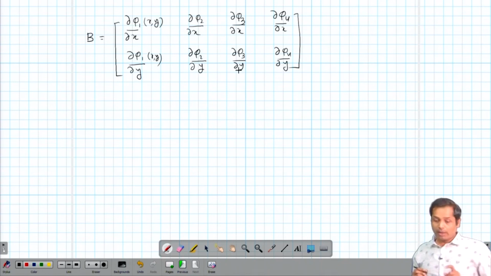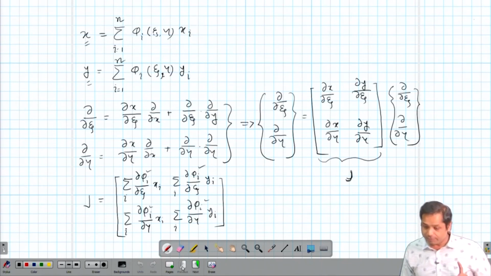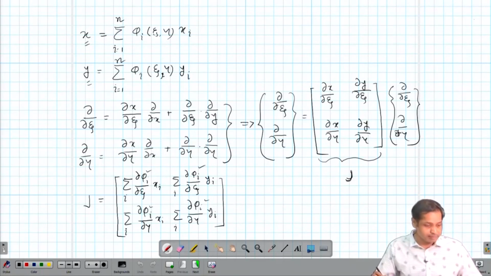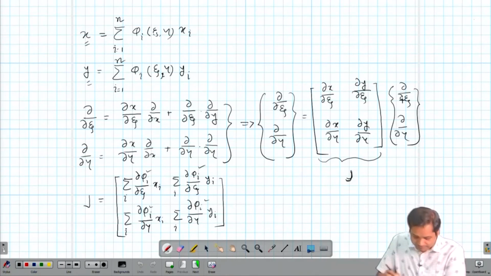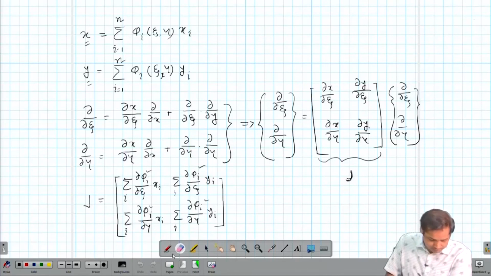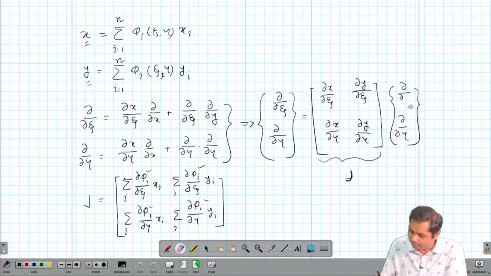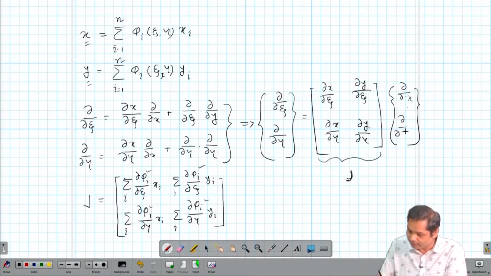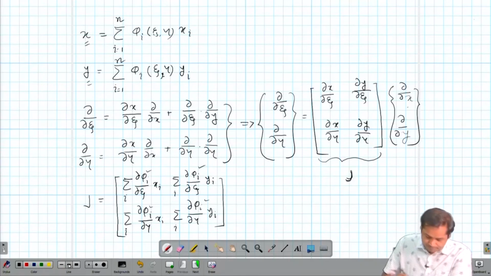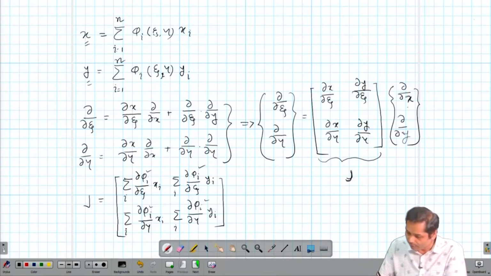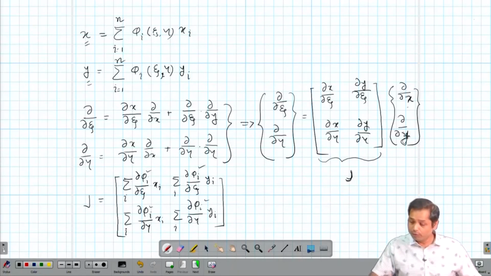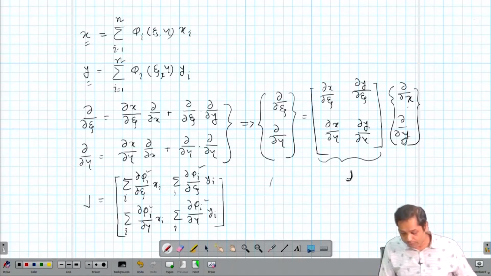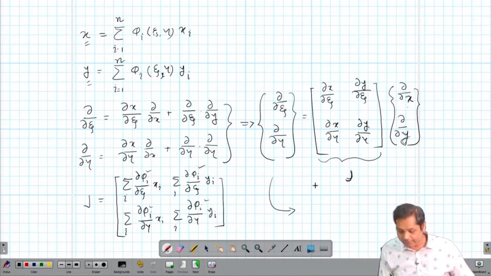Okay. So, now we have already seen how derivatives are represented. There is a mistake here. This should be x, and then this should be y. Okay, x and y.